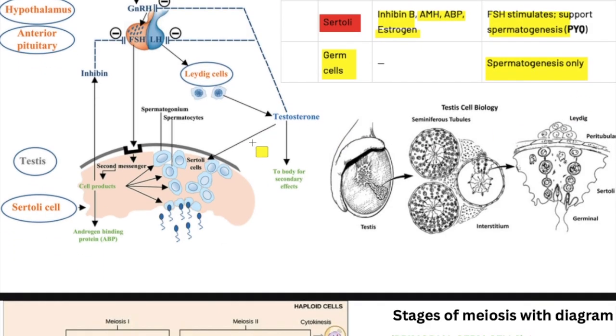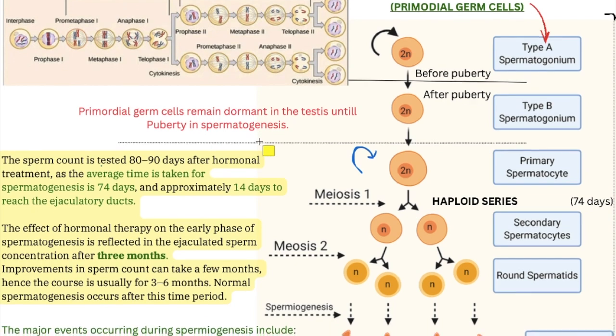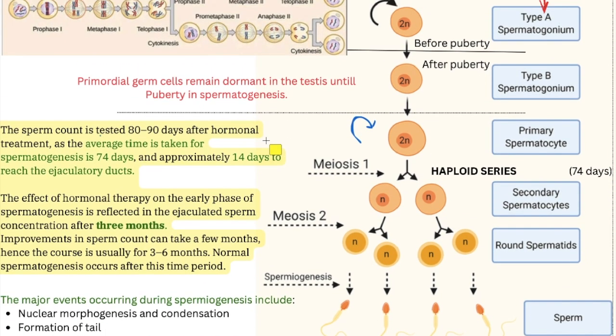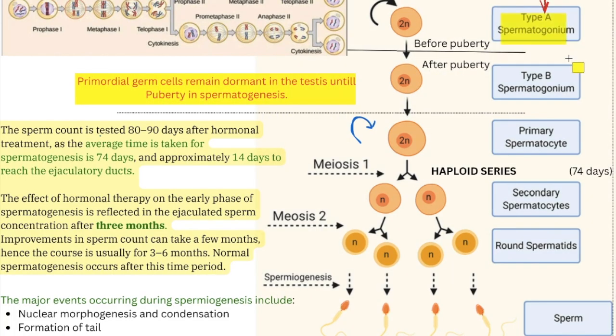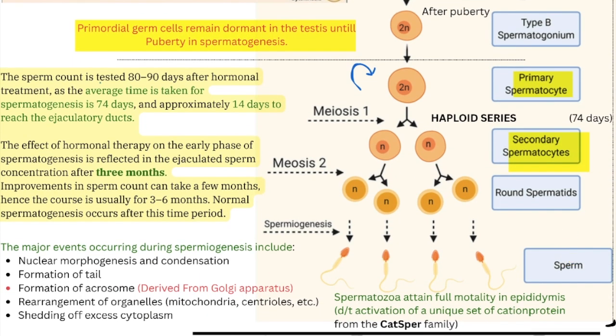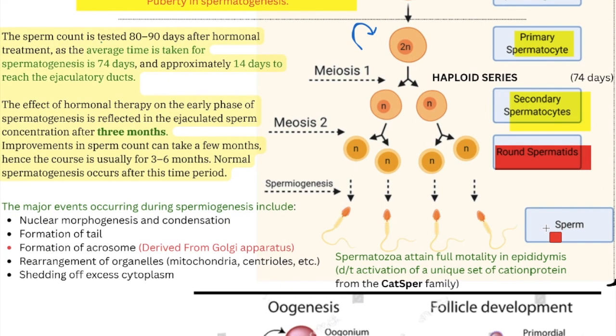Let's look at the stages of meiosis in males. The primordial germ cells remain dormant in the testis until puberty. After puberty, a spermatogonium divides to become a primary spermatocyte. This cell undergoes meiosis I to form two secondary spermatocytes, which are haploid. These then undergo meiosis II to form four round spermatids. The entire process from spermatogonium to spermatid takes about 74 days.